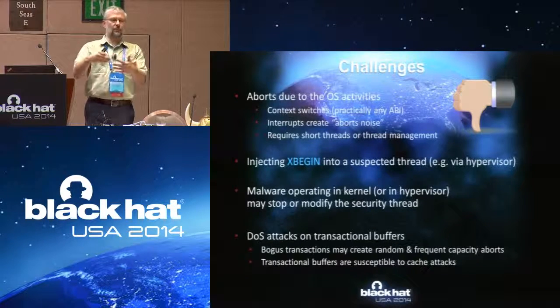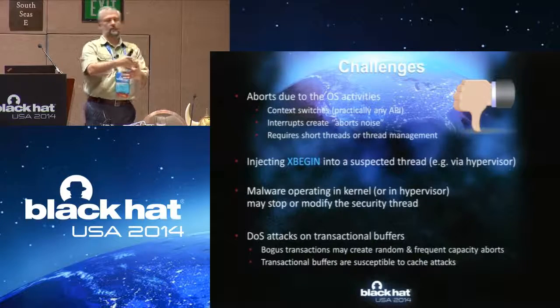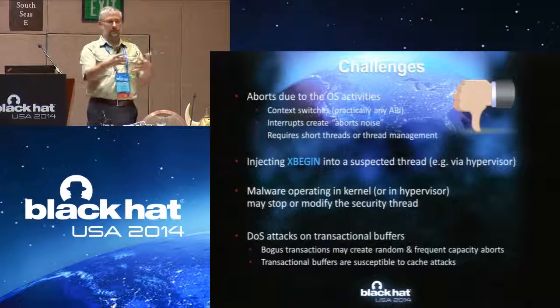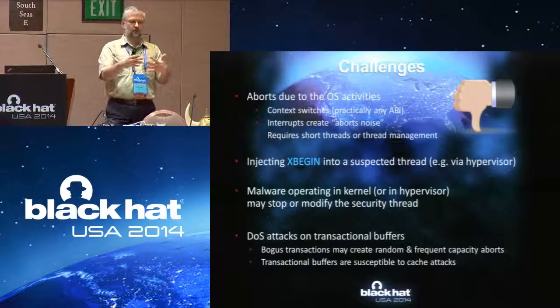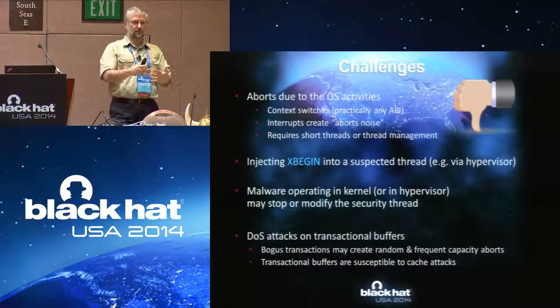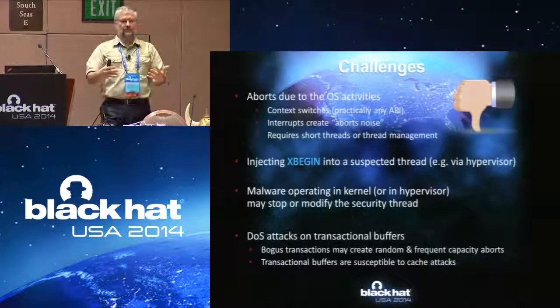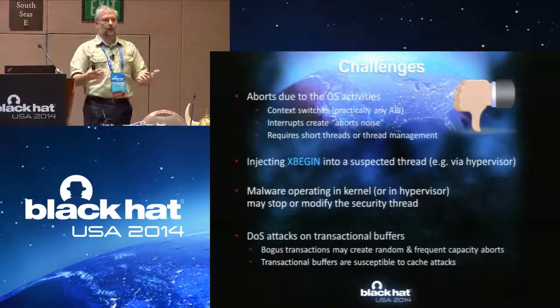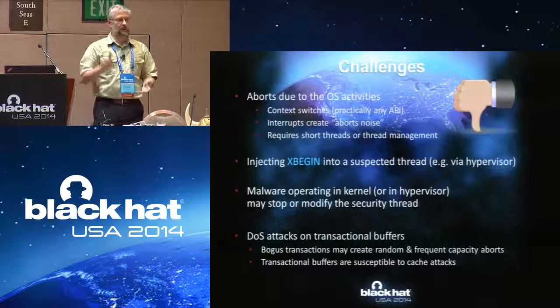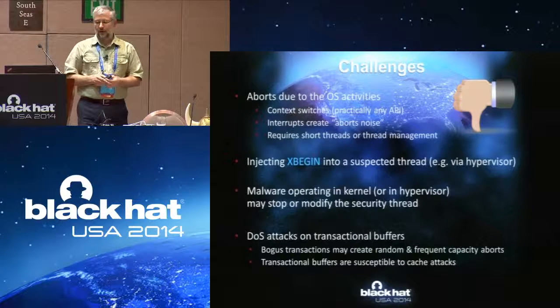So it keeps track of what was written and what was read, so that it can match it via coherency protocols with all other cores and detect conflicts. But that capacity is limited. On Haswell CPUs, currently it's 32 kilobytes and maybe slightly more than that.